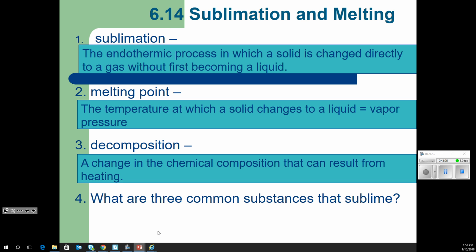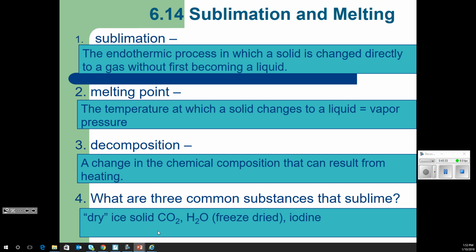Decomposition we've used before with the types of equations. We're working with heat. Oftentimes when we heat something up, it decomposes. Okay? And there are 3 common substances that sublime. One is dry ice that we've talked about. One is water. And it says freeze-dried.